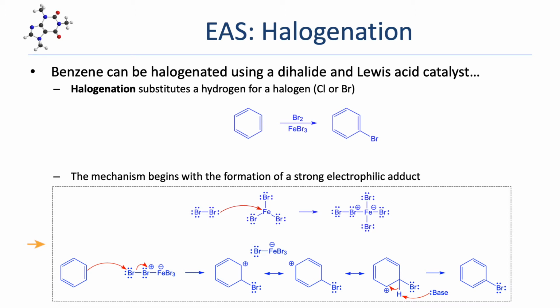EAS mechanism. In this case, the strong electrophile is formed through a simple Lewis acid-base reaction. The dihalide acts as a Lewis base, donating a lone pair into an empty orbital on the Lewis acid catalyst. The resulting adduct then serves as the electrophile in the EAS reaction. In the first EAS step, benzene acts as a nucleophile, attacking the electron-deficient terminal bromine atom of the electrophile, breaking the bromine-bromine bond and creating a carbon-bromine bond. The resulting resonance-stabilized carbocation is then deprotonated, forming a new carbon-carbon pi bond and re-establishing aromaticity.